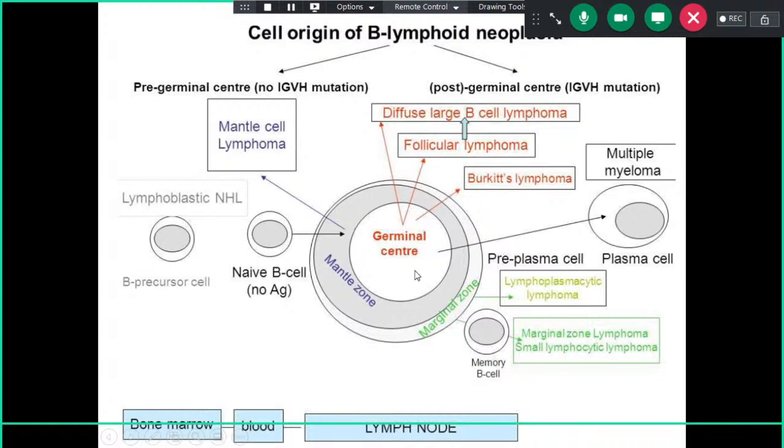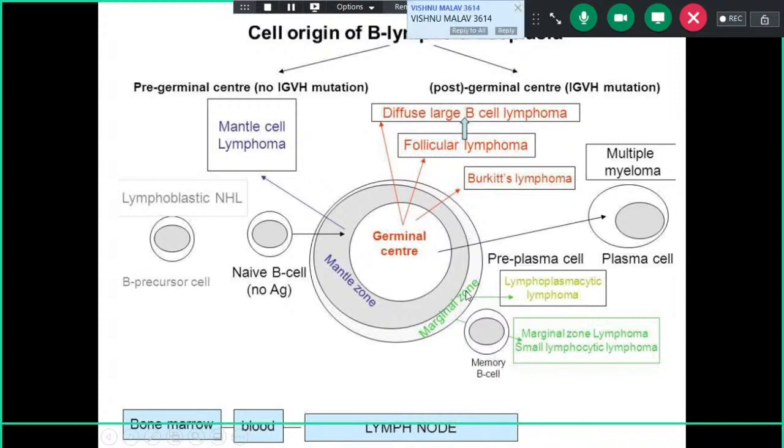Then comes the germinal center. In the germinal center, there is follicular lymphoma. Then there are Burkitt and diffuse large B cell, we'll discuss later, those are aggressive lymphomas. Then in the outermost part, there is the marginal zone. So lymphoma arising from the marginal zone is marginal zone lymphoma. Clear? So today I am going to discuss 4 basic lymphomas.